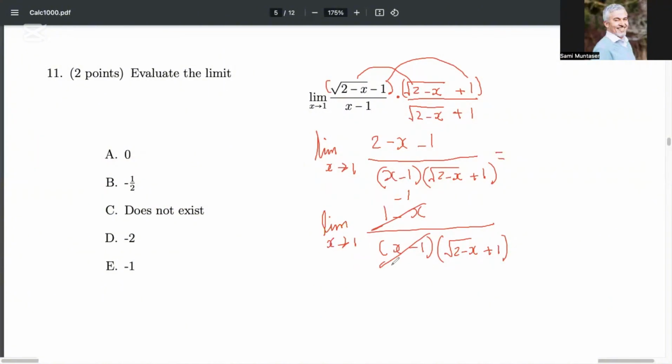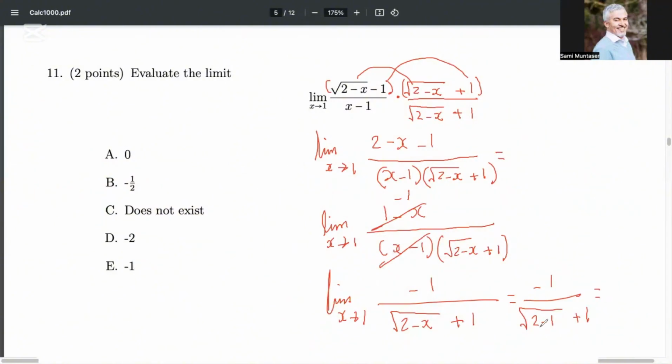Now, we have limit as x goes to 1 of negative 1 over the square root of 2 minus x plus 1. And at this time, we could sub in 1 for the x. So we have negative 1 over the square root of 2 minus 1 plus 1.